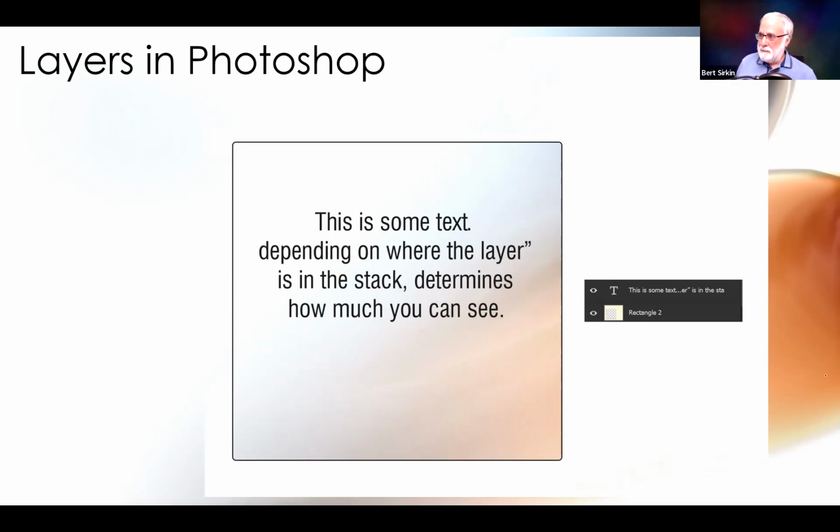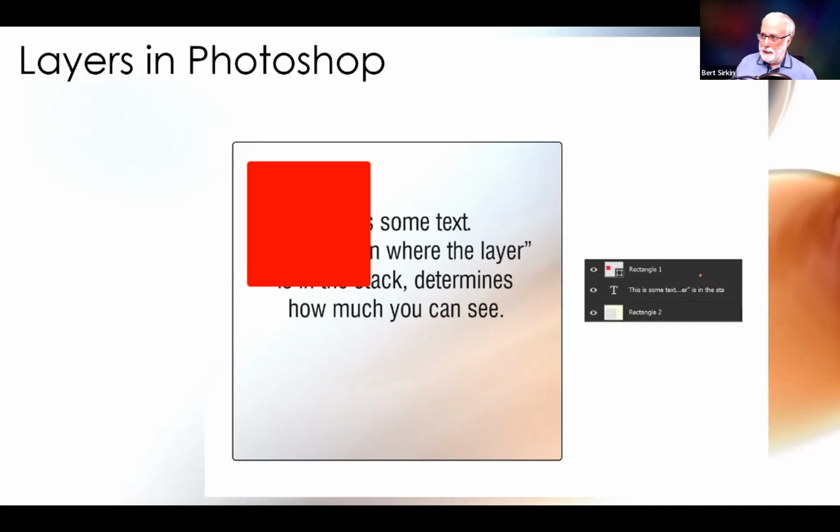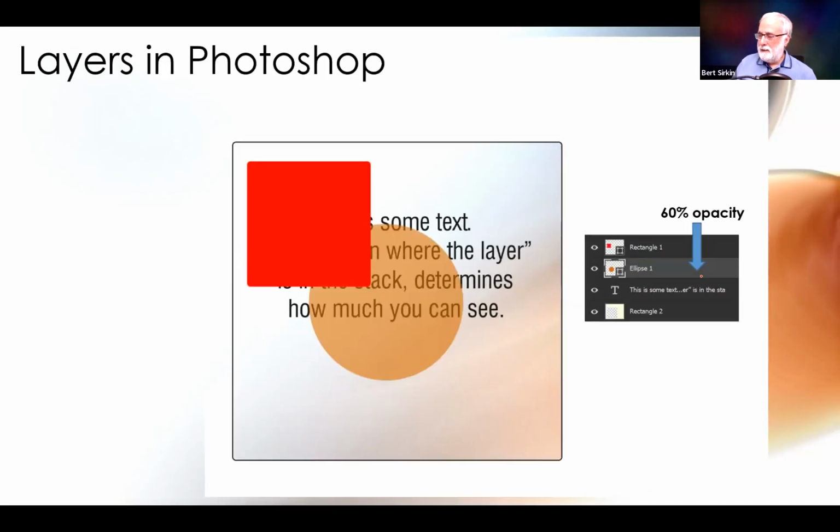So in this case, we have some text, and we see it's on the rectangle 2, which is transparent. And we have some text in that rectangle. And then we throw a red rectangle there. And we throw a 60% opacity ellipse underneath the red rectangle. Again, the stacking order is important here.